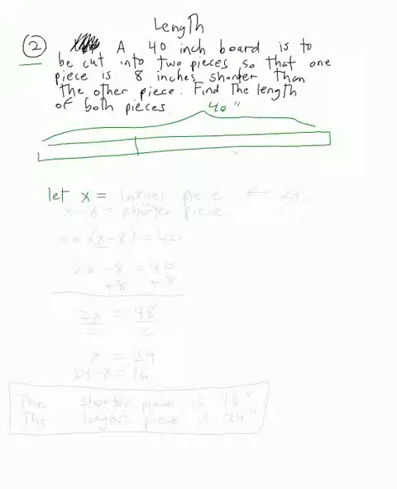Now let's think, is the other piece the shorter or the longer one? Well, it says that one piece is 8 inches shorter than the other. That means x would be the larger piece. In other words, this guy right here is x. It says that the one piece is 8 inches shorter than this piece. So if I want to write down my second unknown, 8 inches shorter than x would be x minus 8. This would be the shorter piece.